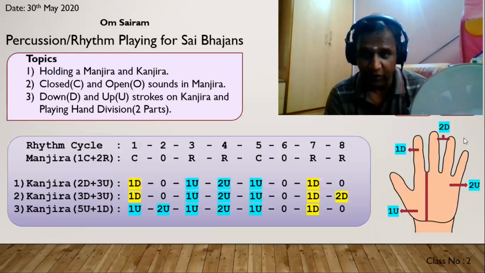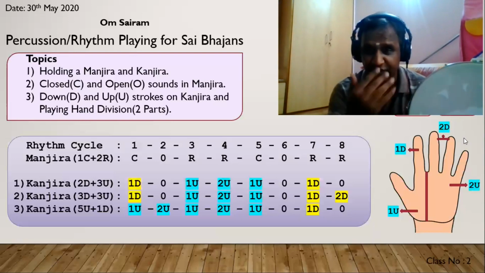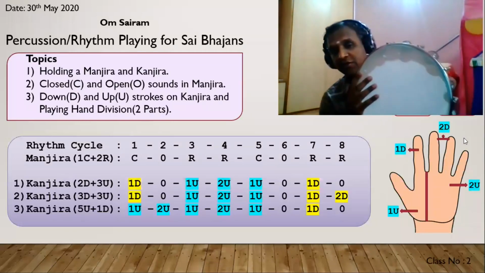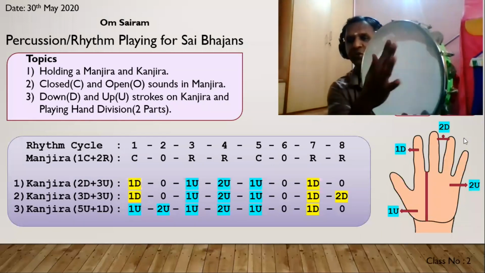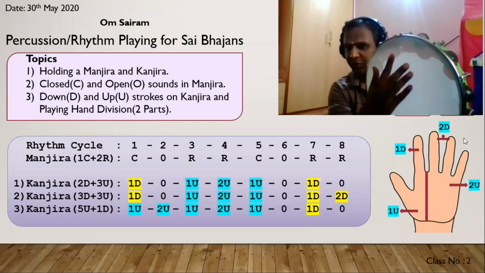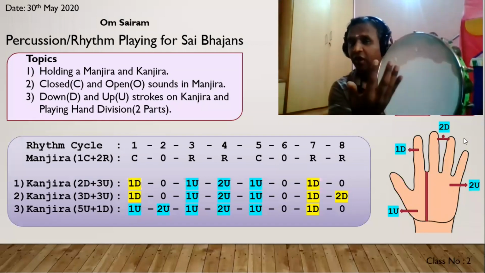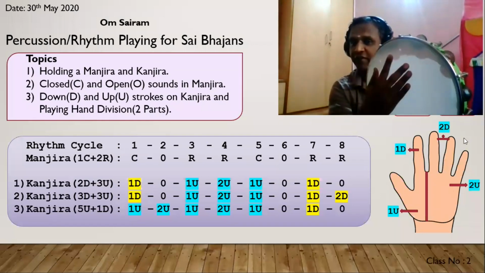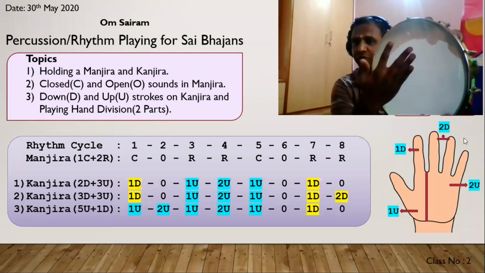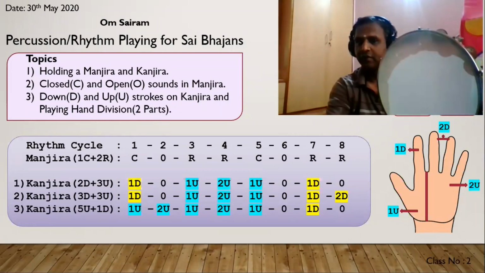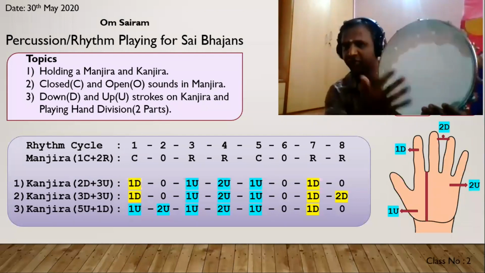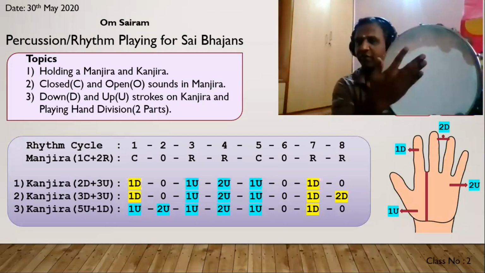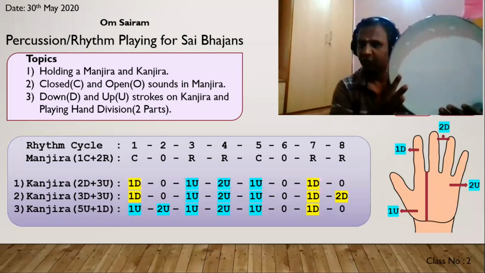5U and 1D. As the name indicates, there are 5 upstrokes and then 1 stroke down. So I've given it as 1U, 2U, 1U, 2U, 1U. So 1U is this, 2U is this, again 1U is this, 2U and 1U. So 1, 2, 3, 4, 5. So you have 5 strokes on top and then you have 1 down.